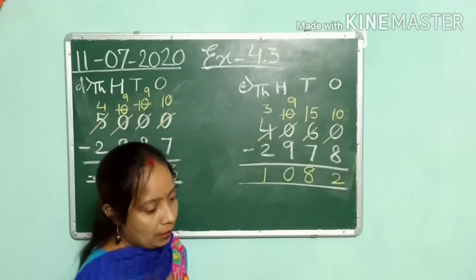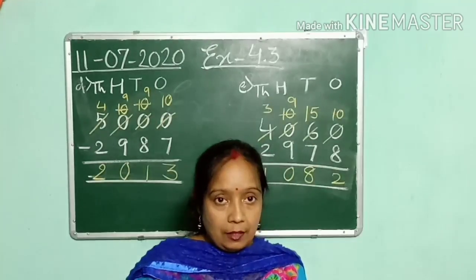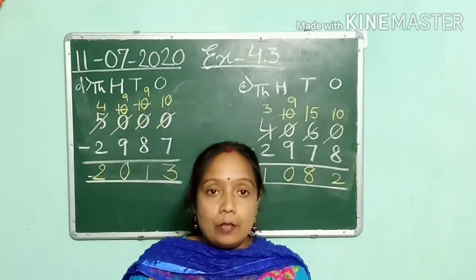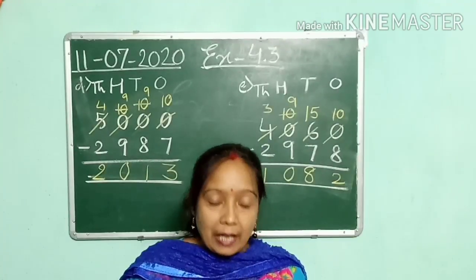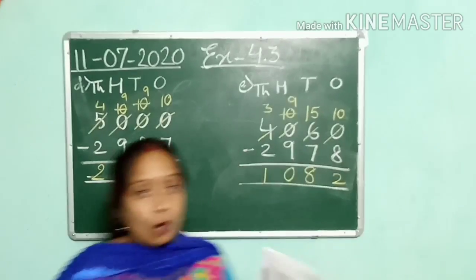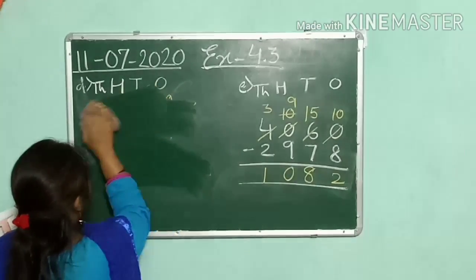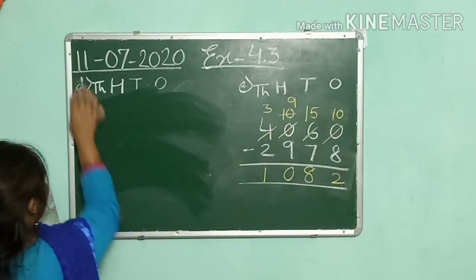Okay. Now moving to question number F. 7001, you have to subtract 4987. Again you look, children, top digits are zeros, so you have to borrow.